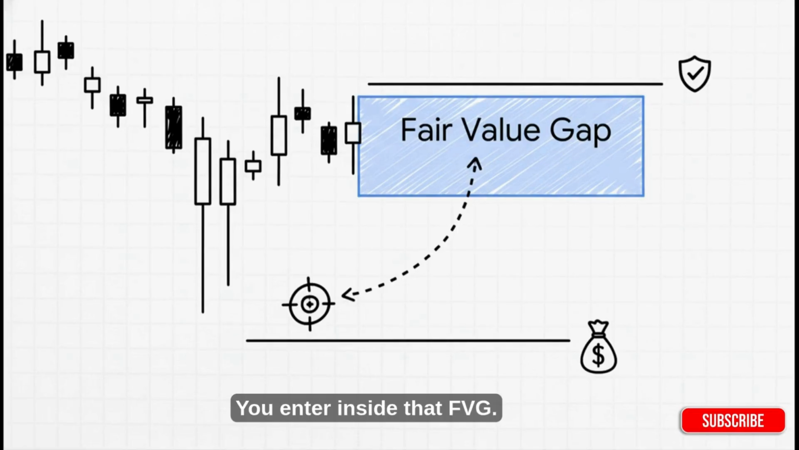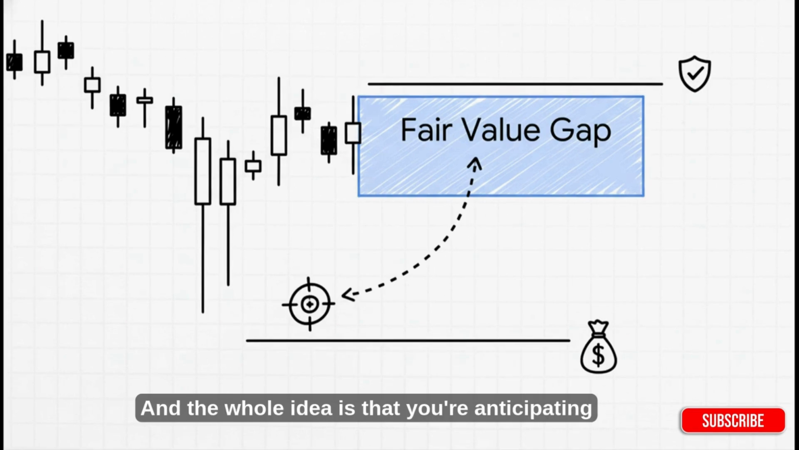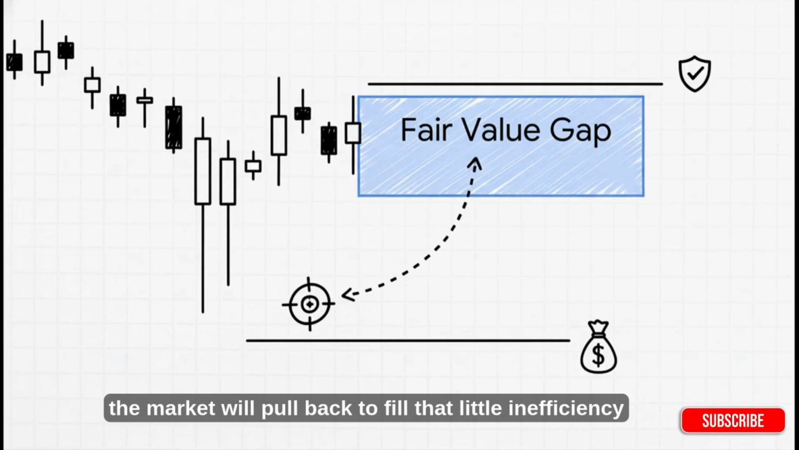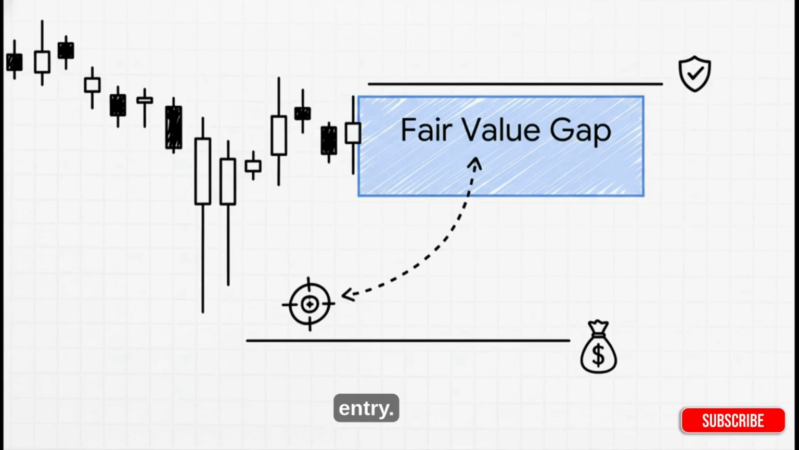You enter inside that FVG, you put your stop loss protectively on the other side, and the whole idea is that you're anticipating the market will pull back to fill that little inefficiency before launching in the new direction, giving you an absolutely killer, high-probability entry.